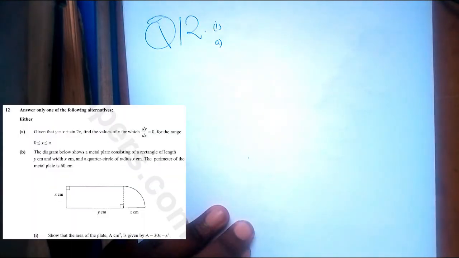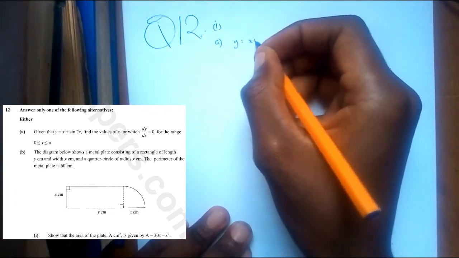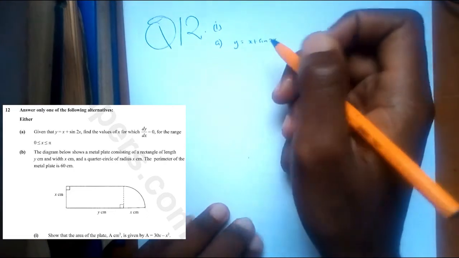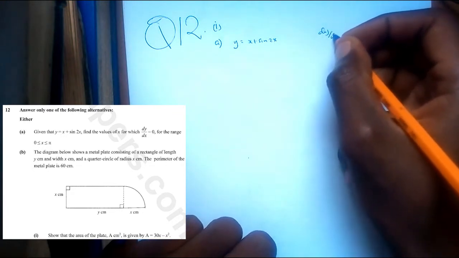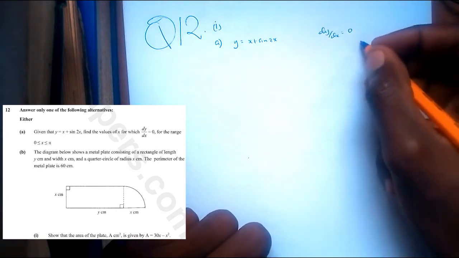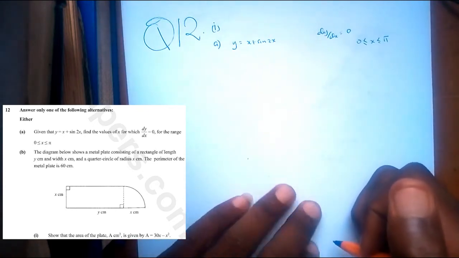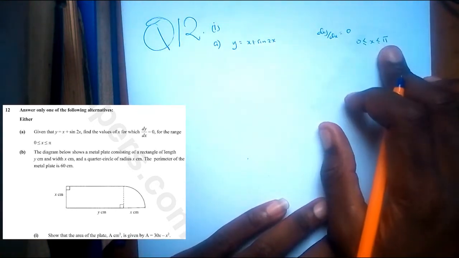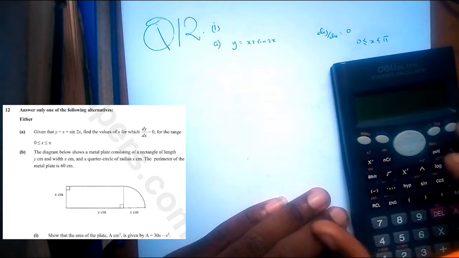Question 12. Question reads, given that y is equal to x plus sine 2x, find the values of x for which dy over dx is equal to 0 for the range 0 is less than or equal to x less than or equal to pi. Okay, so first of all, since the range is in radians, we switch our calculators to radians.